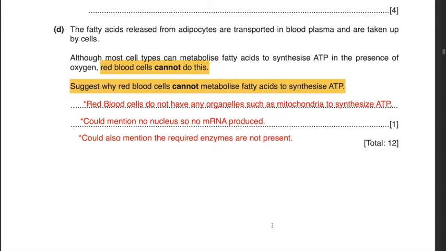However, red blood cells do not have any organelles such as mitochondria to synthesize ATP, so you could mention that, landing you 1 mark. Or you could also mention that there is no nucleus in red blood cells, therefore no mRNA produced. You could also mention the required enzymes are not present. So writing any of these given points will give you 1 mark.